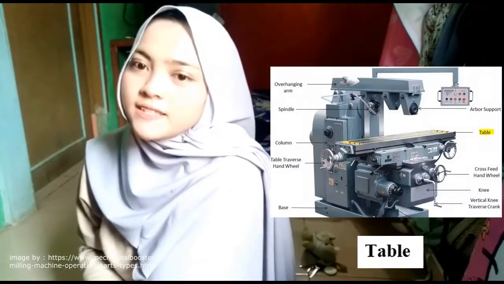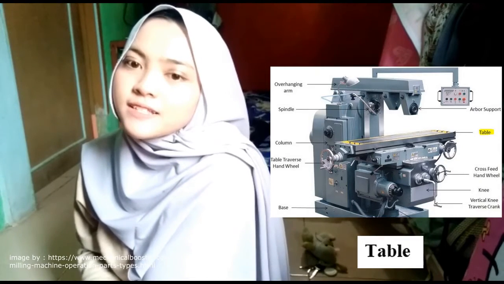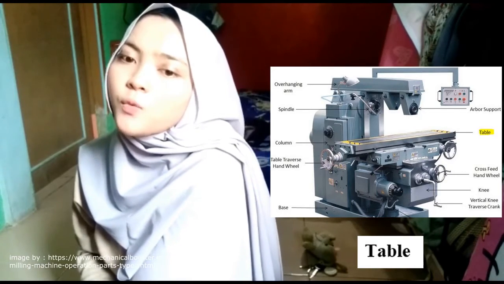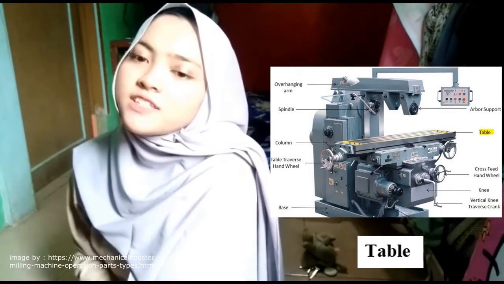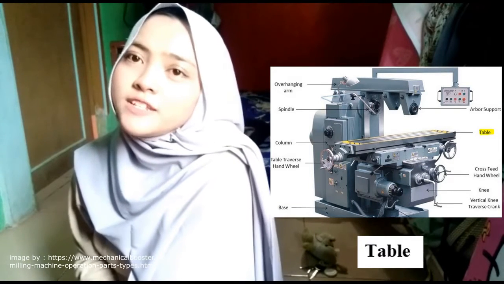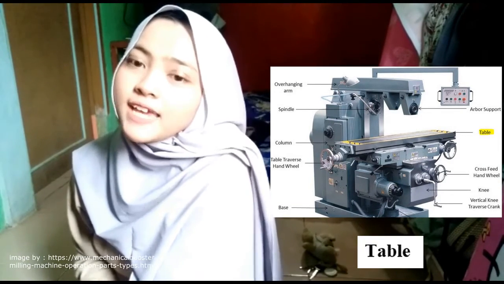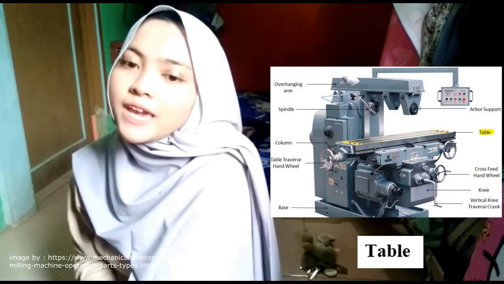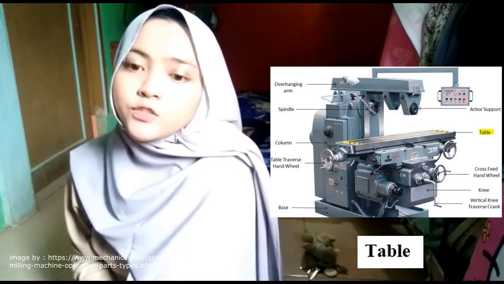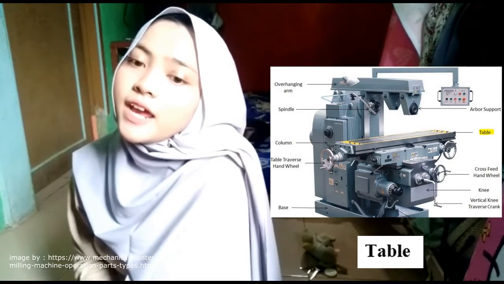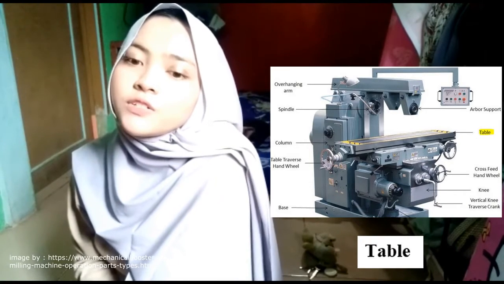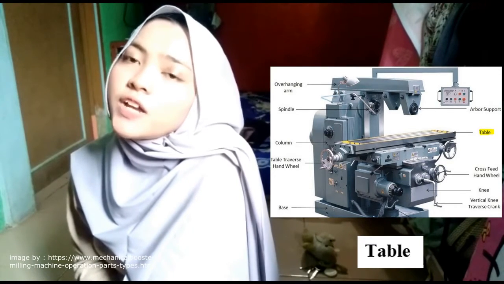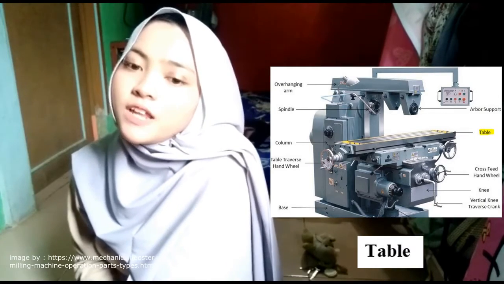5. Table. It is a rectangular casting which is present on the top of the saddle. It is used to hold the work or work holding device. It contains several slots for holding the work and work holding device, i.e. jigs and fixtures. The table can be operated by hand or by power. To move the table by hand, engage and turn the longitudinal hand crank. To move it in the feed direction, engage the longitudinal feed control lever.